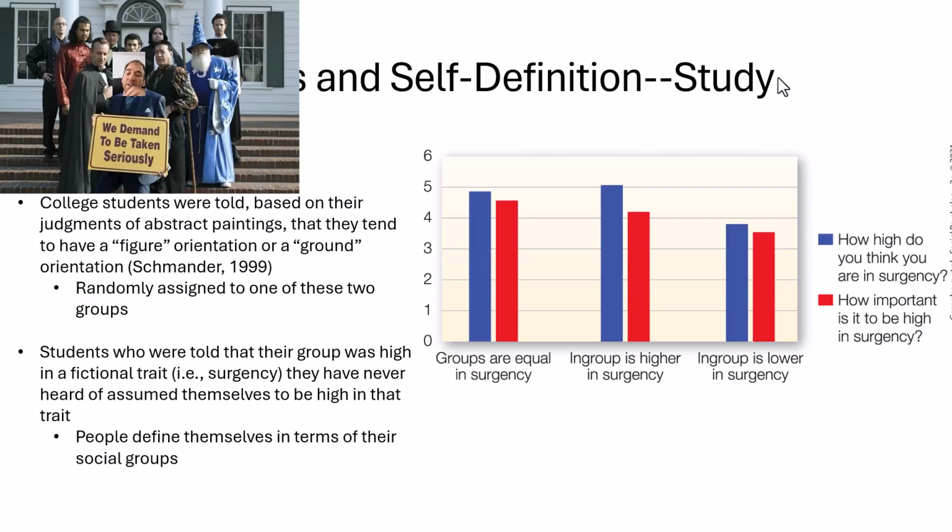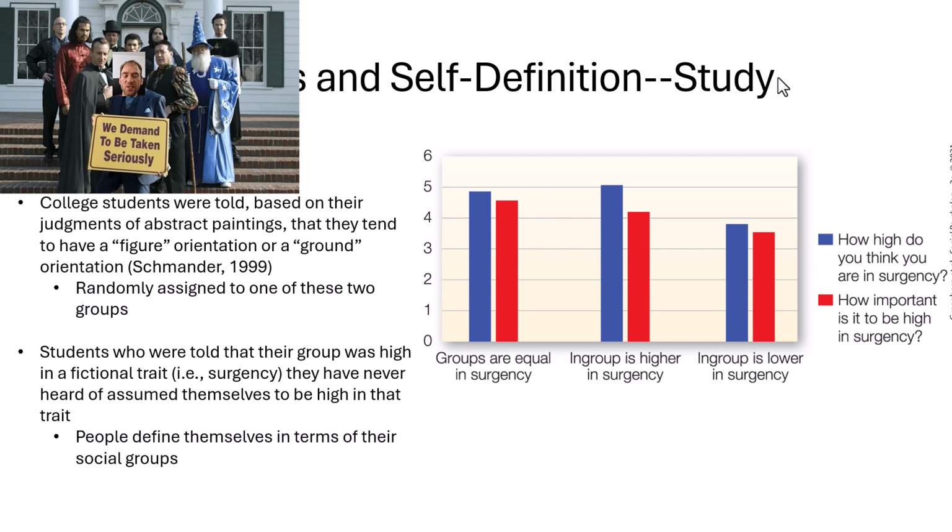In a 1999 study, college students were told, based on their judgments of abstract paintings, that they tend to have a "figure orientation" or a "ground orientation," when in reality, the researchers randomly assigned students to one of these two groups. Students who were told that they were high in a fictional trait, that is, surgency, they had never heard of, despite never hearing that trait because it didn't exist, considered themselves to be high in that trait. This is an example of how people define themselves in terms of their social group.